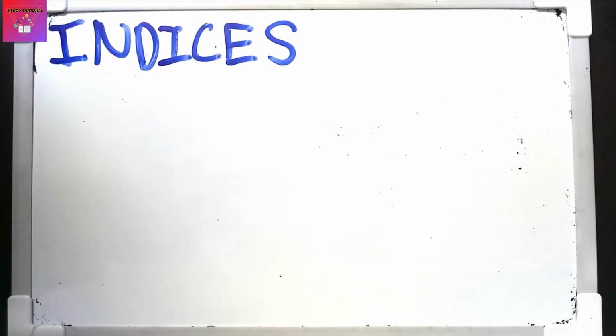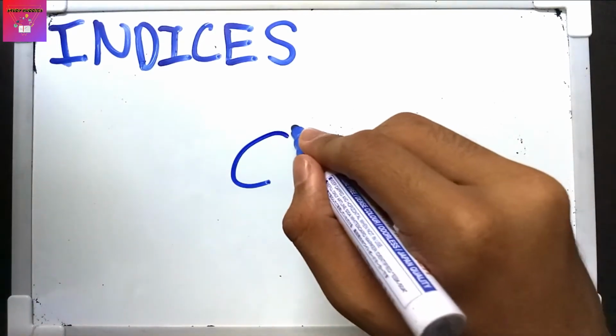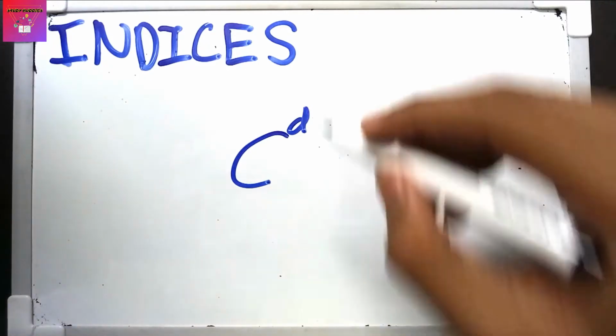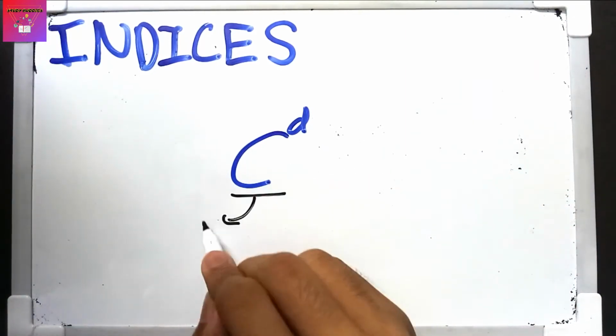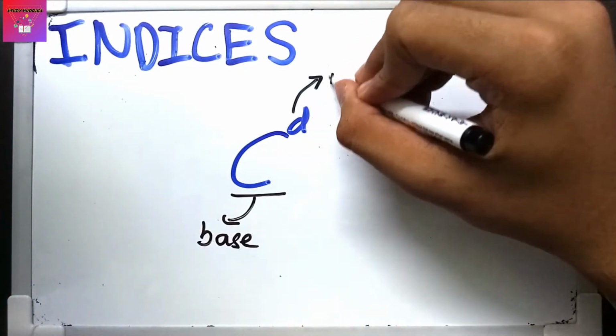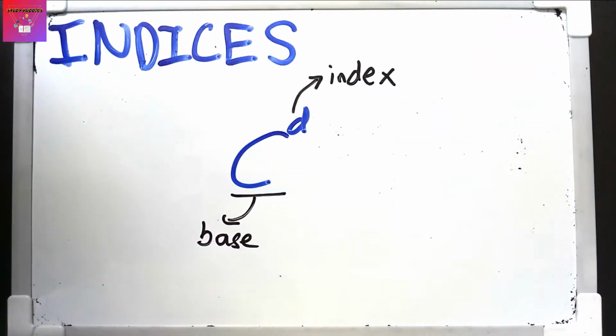To explain indices, I need to start by writing out a number with an index. Let's say I'm writing down C to the power of D. When we look at this, we have to immediately identify the base and the index. Index is the singular form of indices. C is the base, and the base number has to be a real number. D is the index, and the index also should be a real number. So what is the function of an index?